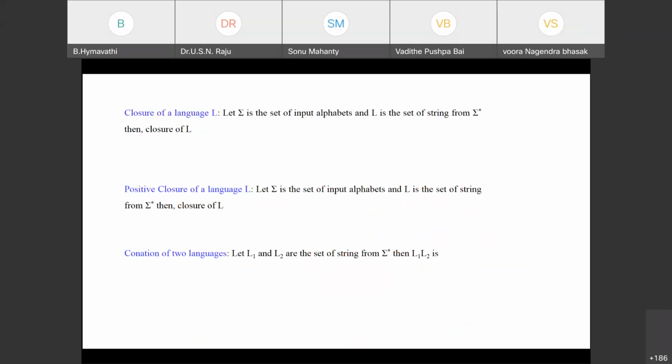Now, before going into the other working examples on regular expressions, we'll see what is closure of a language. Do you remember sigma star previously? What is sigma star? Sigma power 0 union sigma power 1 union sigma square union sigma cube, like this. So what is sigma power 1?